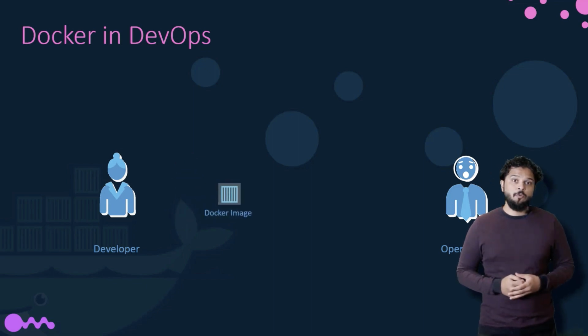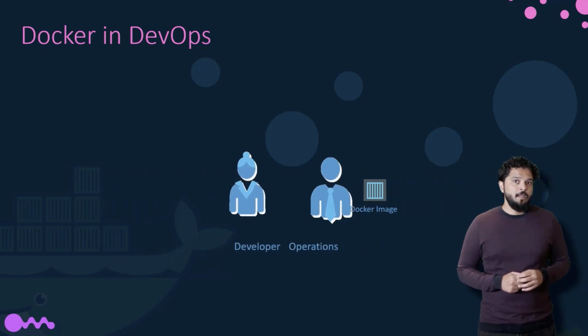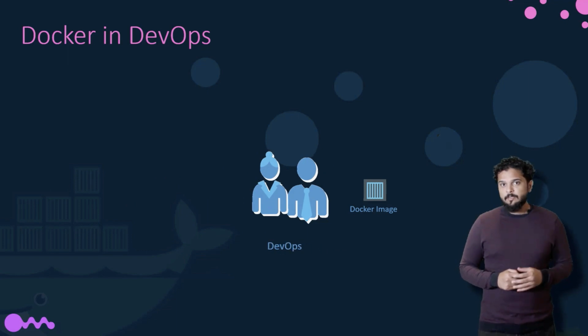This image can now run on any host with Docker installed on it and is guaranteed to run the same way everywhere. So the ops team can now simply use the image to deploy the application. Since the image was already working when the developer built it and operations have not modified it, it continues to work the same way when deployed in production. And that's one example of how a tool like Docker contributes to the DevOps culture.